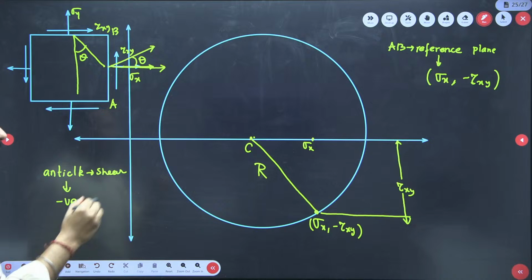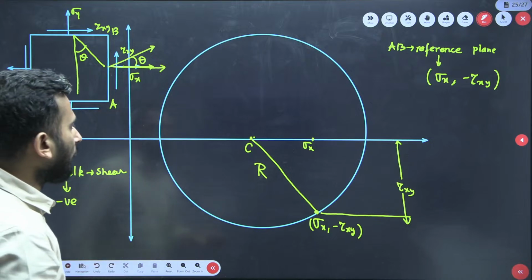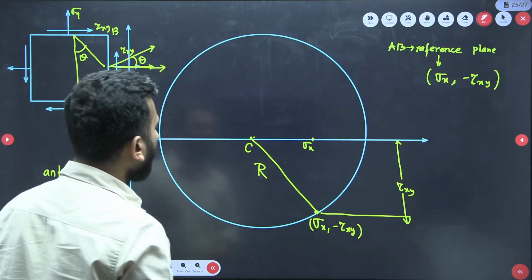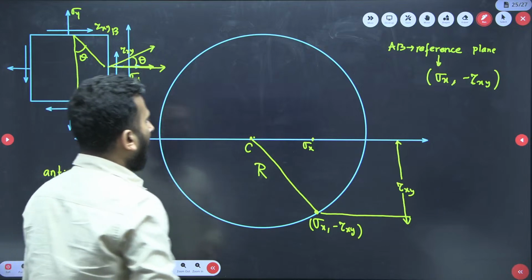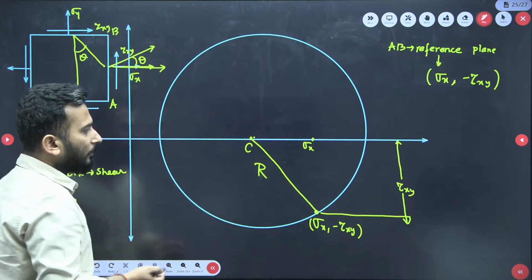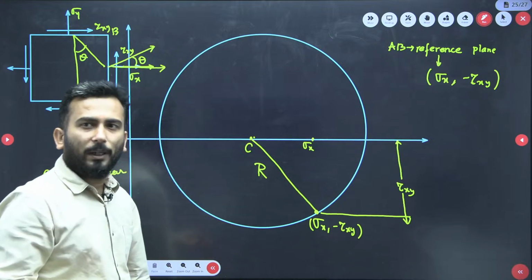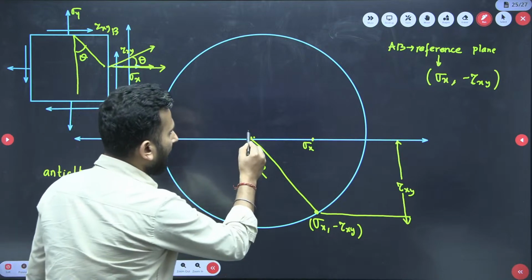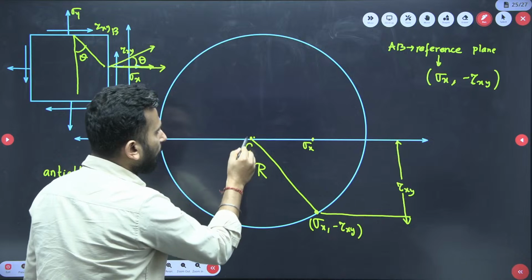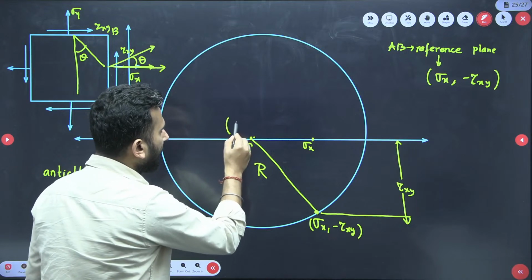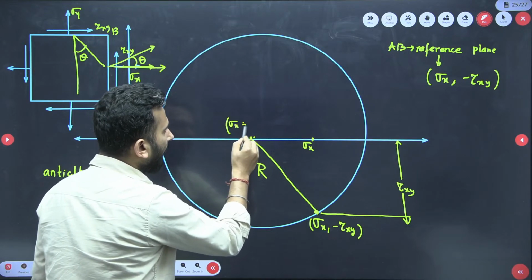So the radius of the circle, we already know what the value will be. There is no issue at all. Very easily, from the graph also you can find it. Achha, what is the coordinate of C? The coordinate of C is sigma x plus sigma y by 2.